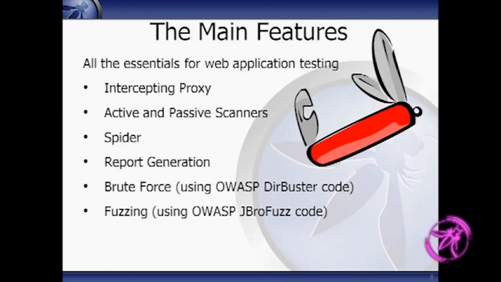It'll do report generation, and then two of the significant enhancements we've made, both reusing other OWASP projects, are force browsing or brute forcing using DirBuster code and fuzzing using some JBroFuzz code. We're not just going to reuse OWASP projects, we'll use any good quality projects out there which we're allowed to from the licensing, but those were the two which seemed to stand out, those particular two areas.